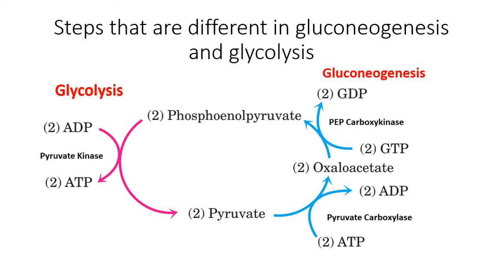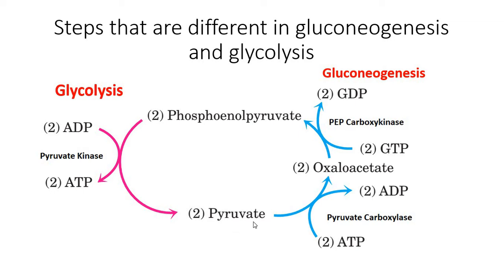So this is the first step where the variation occurs. Here phosphoenol pyruvate converts to pyruvate. This is the last step of glycolysis, and this step is carried out by pyruvate kinase. But in gluconeogenesis, the pyruvate converts back to phosphoenol pyruvate. In glycolysis, it is an irreversible step.